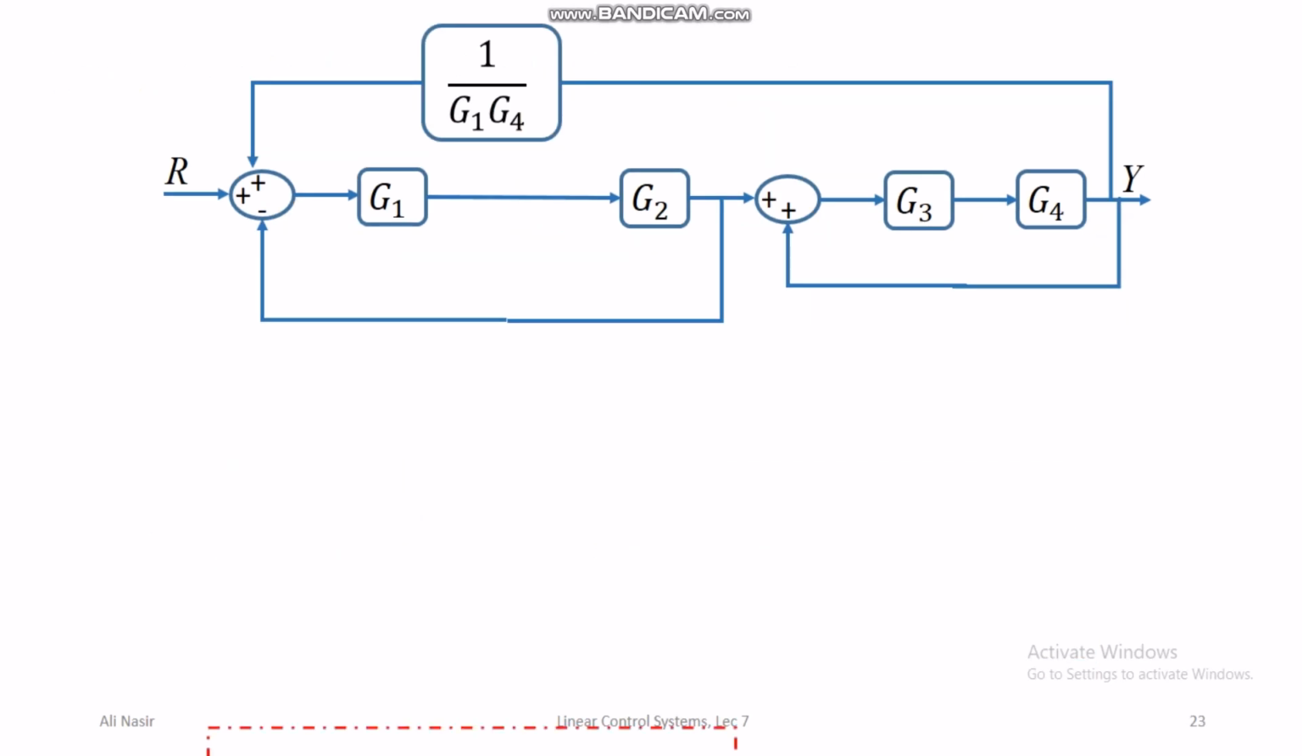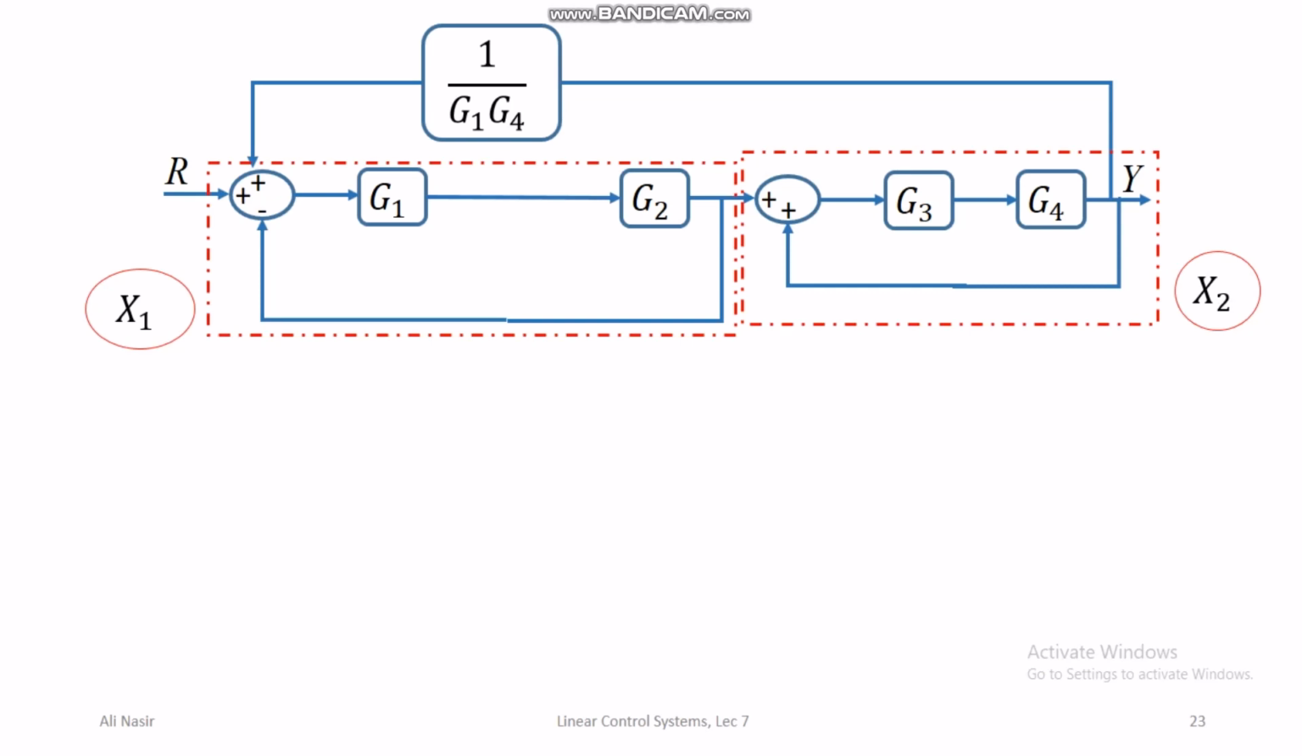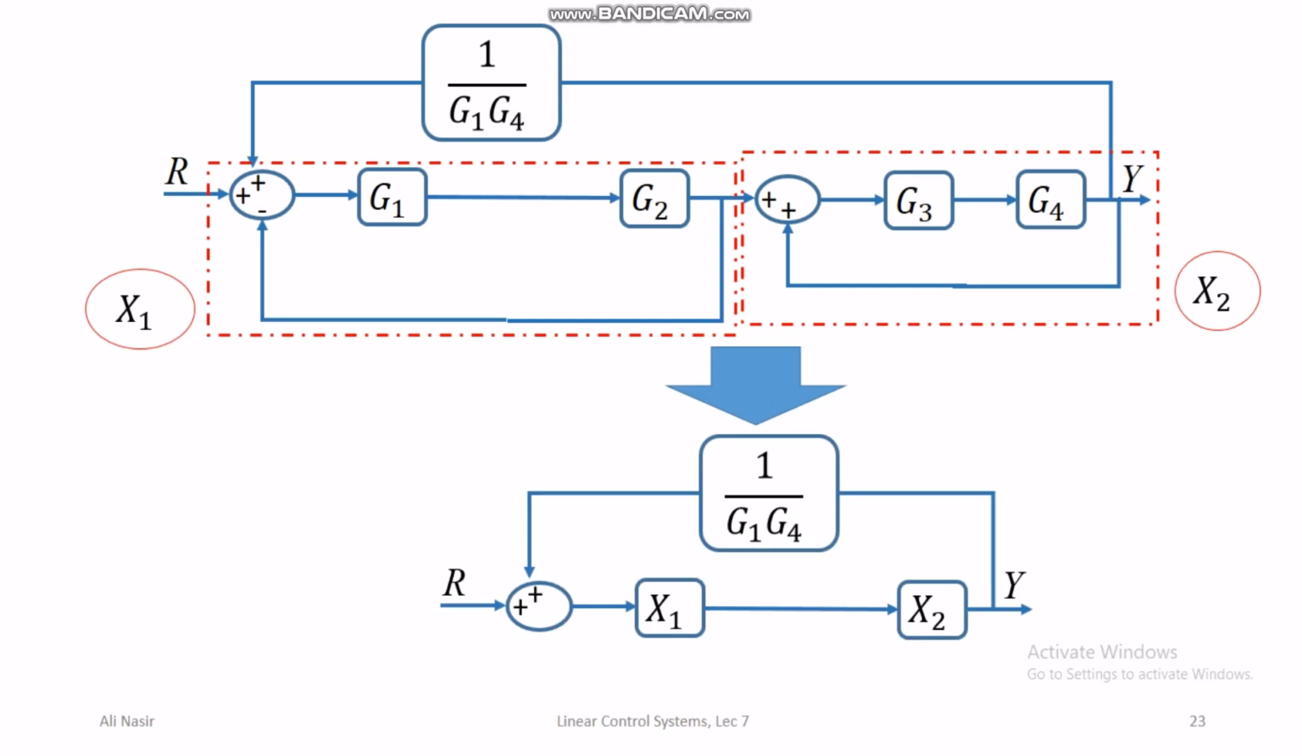we can basically, there is a loop g1 g2. We can convert it into a single transfer function and call that transfer function x1 as we did before. And then there is a loop g3 g4, and we can convert this loop into a single transfer function as well, and we can call that transfer function x2. If we do this simplification, we get a resulting block diagram which has a single loop where the direct path is x1 and x2, and the feedback path is 1 over g1 g4.